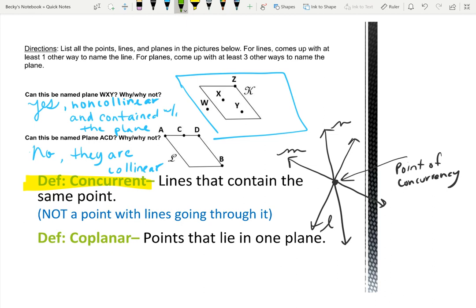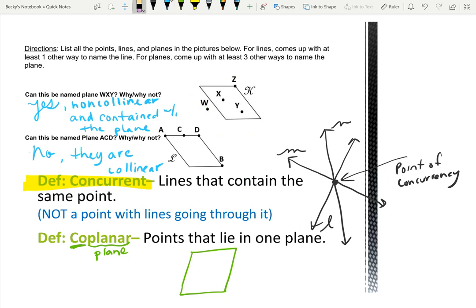Now, let's break this down. You know what co means, together. And this word looks like the word plane, and that's exactly what it is. Coplanar is points that lie in one plane. Okay, now again, this gets tricky because these sides of the plane, do they technically stop? No, they go forever. So just like the problem up above here, is W technically coplanar? And you're going to say yes.